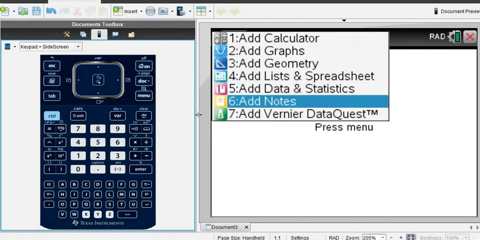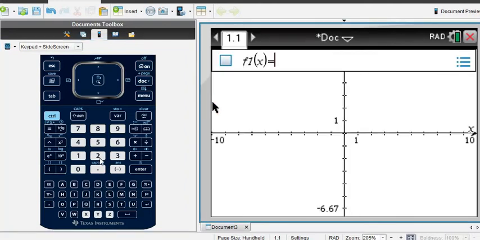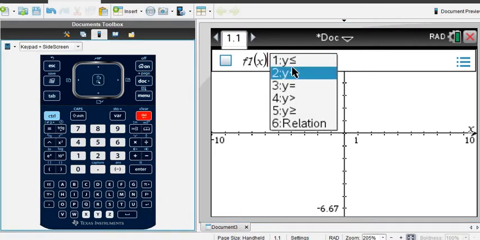So grabbing my calculator, I am going to go to option 2 to add a graph. And when I come in here, notice it says f1 of x equals. So if you're just graphing a line, you would use this one. But what I'm going to do is hit delete, and what pops up is it gives me the different options of y is less than or equal to, y is greater than, y equals, y greater than or equal to, or I can select a relation.